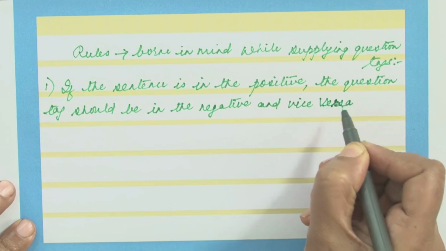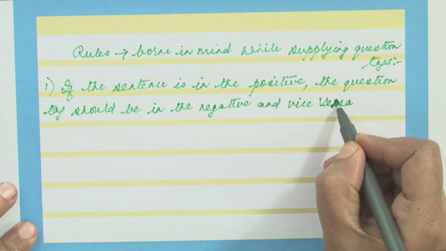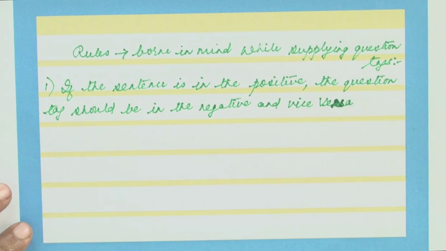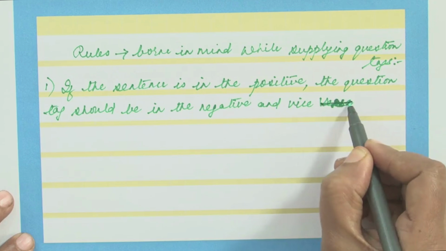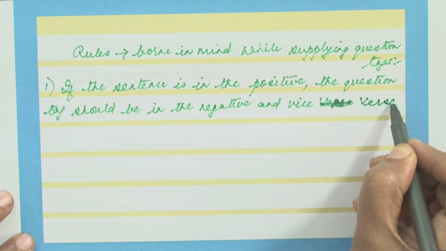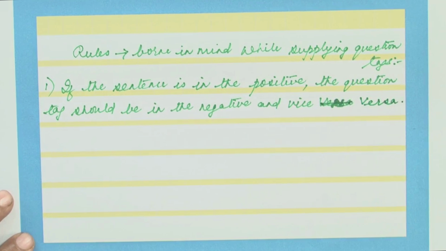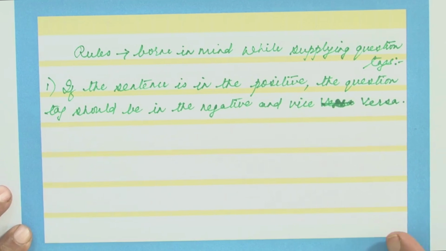What does that vice versa mean? It is V-E-R-S-A. So what does vice versa mean? It means if the sentence is in the negative, the question tag will be in the positive. So if this is not very clear, I'll write this word once again, students. V-E-R-S-A. So it is vice versa. So that's the first rule that you need to bear in mind while you are supplying the question tags to the given sentence.